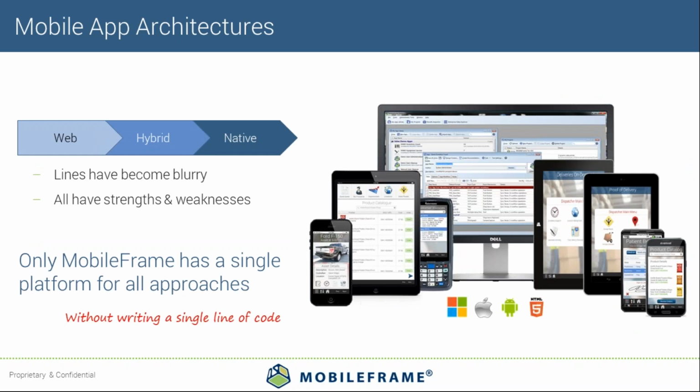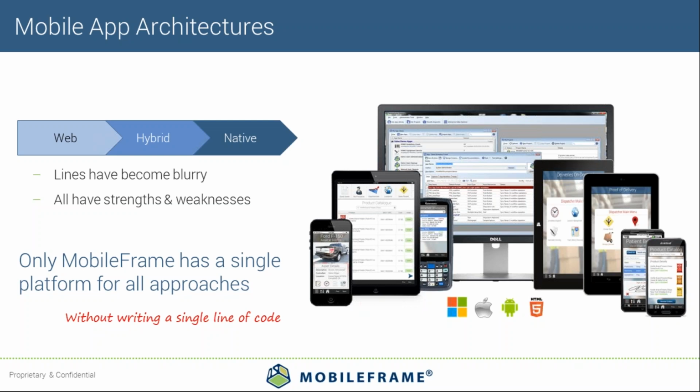So just a little bit about app architectures, and you may know some of this stuff, but you may not. I just want to give you an understanding of what we can do within our application. So really, there are three main app architectures out there: web application, hybrid, and native.